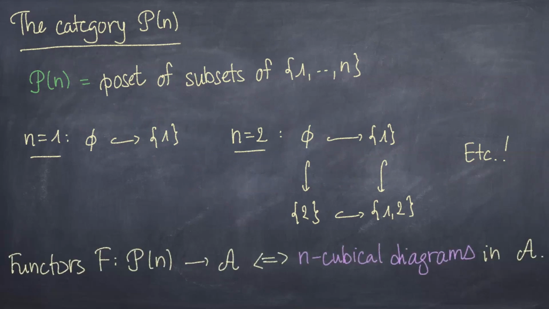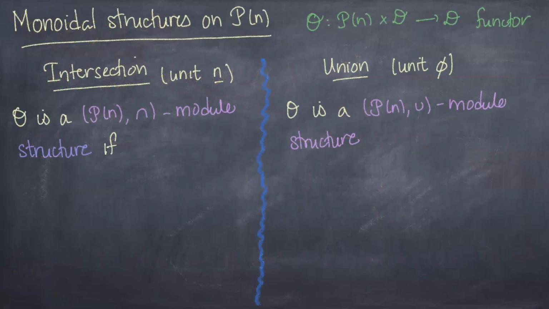So in particular, if I look at functors out of Pn into some category A, then what I really have are n-cubical diagrams in A. So anytime we have functors like this, it's a way of thinking about cubes in the category A. But what we're going to need if we want to think about monads and comonads is monoidal structure on the category Pn. So I'm going to be thinking about some functor theta from Pn cross D to D. And I want to think about this as some sort of action of Pn on D. But to talk about action, I need to have some notion of a multiplicative structure on Pn.